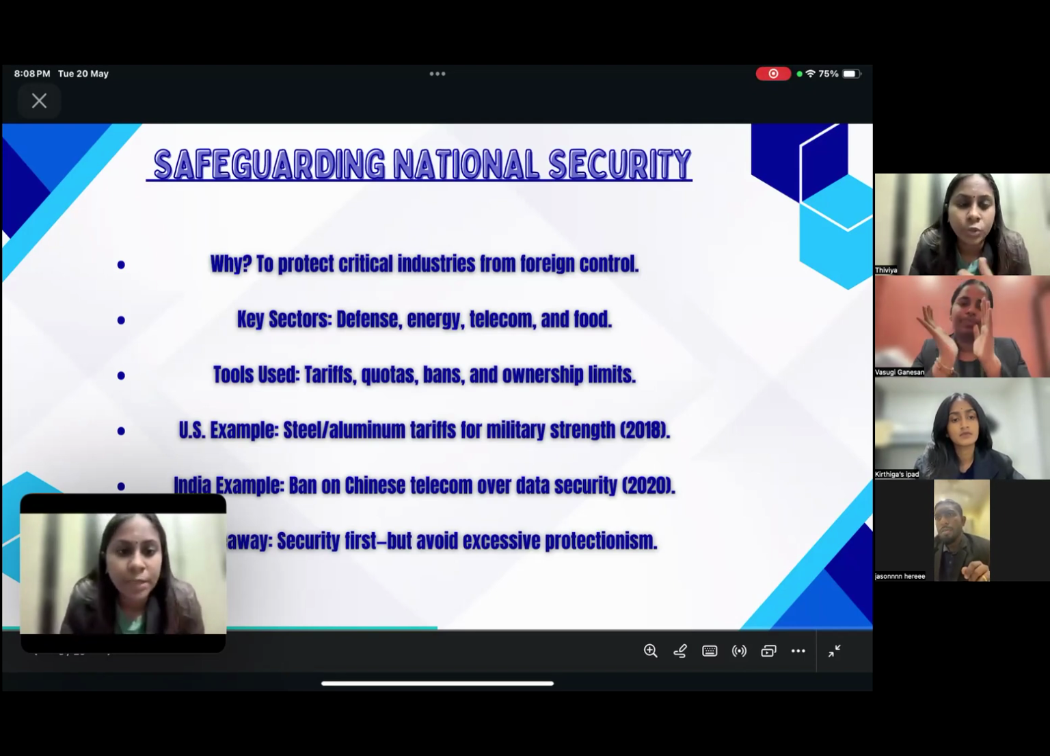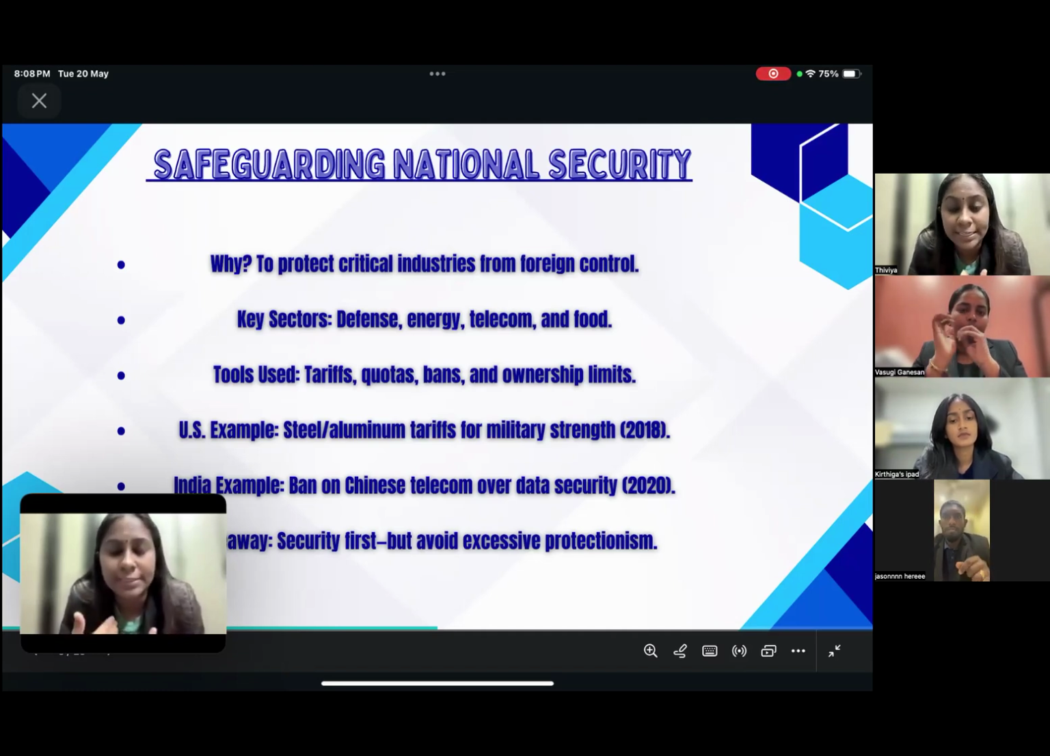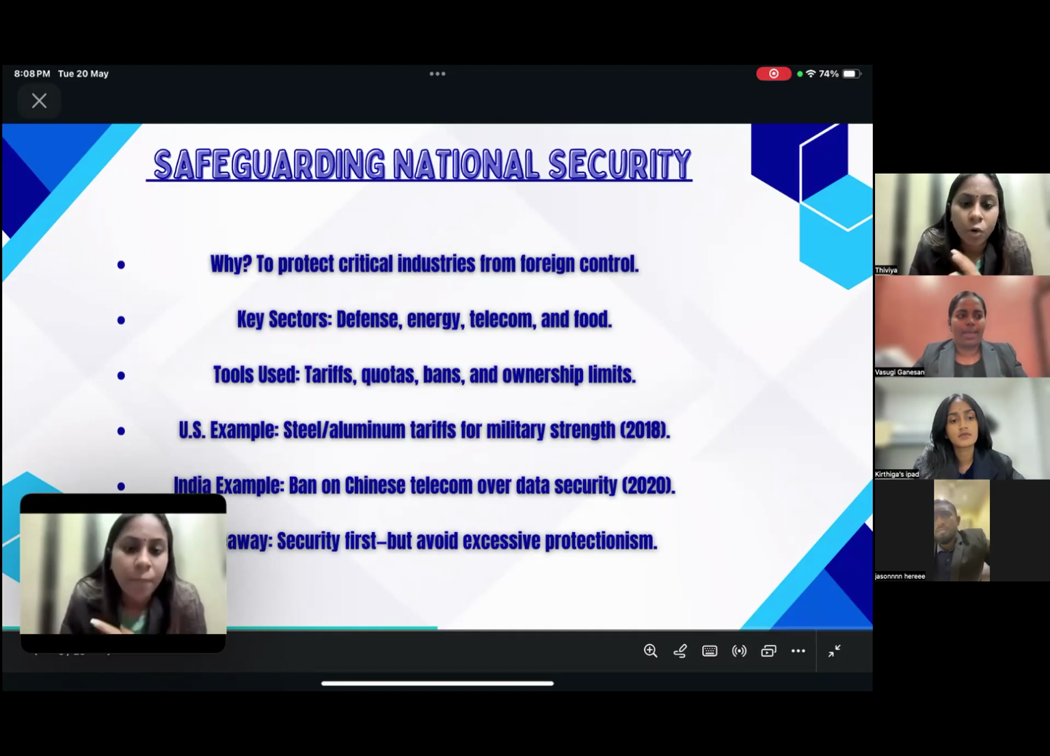For example, in 2018, the US placed tariffs on steel and aluminum to protect its defense supply chain. In 2020, India banned Huawei and ZTE from its 5G network to prevent security risks from Chinese control. While this protection can raise costs in the short term, it brings long-term safety. But overusing this excuse can lead to too much protectionism.